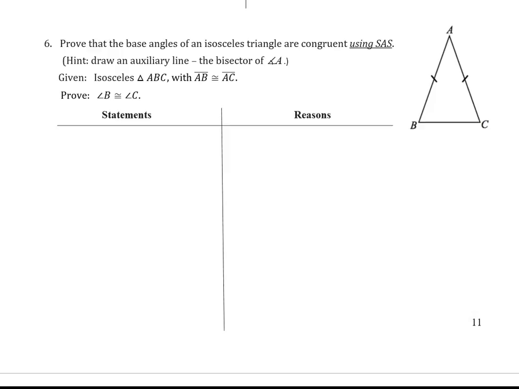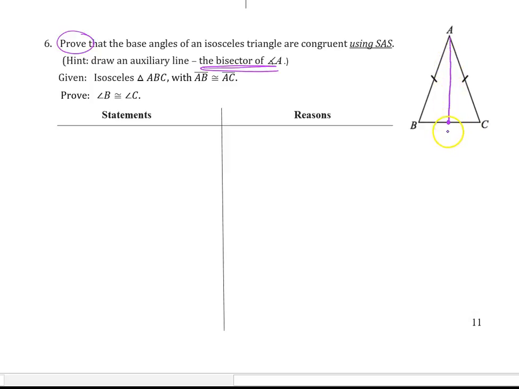Alrighty, so now we're going to prove a theorem. We know that the base angles of an isosceles triangle are congruent, right? We talked about that in Unit 1, I believe. We're going to prove that that's true. We're going to do it by using side angle side. Now they gave us a hint. We're going to construct an auxiliary line so that it's the angle bisector of angle A. So let's do that now.